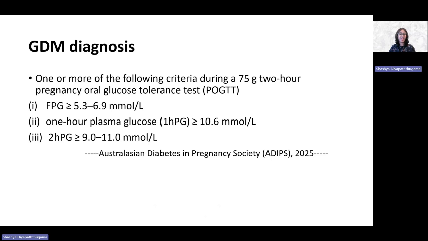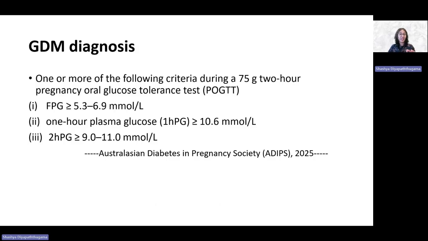So when it comes to the 1 hour plasma glucose value, that is 1 hour after having this glucose solution, if that value is equal to or greater than 10.6, then they have GDM. And again, the 2 hour value, if this value is less than 9, they're safe. But if this value is equal to or greater than 9, then they have gestational diabetes. And if this value exceeds 11, yes, that is greater than 9, but still, if it exceeds 11, that is more severe. Let's come to that in the next slide. So I hope this is clear.